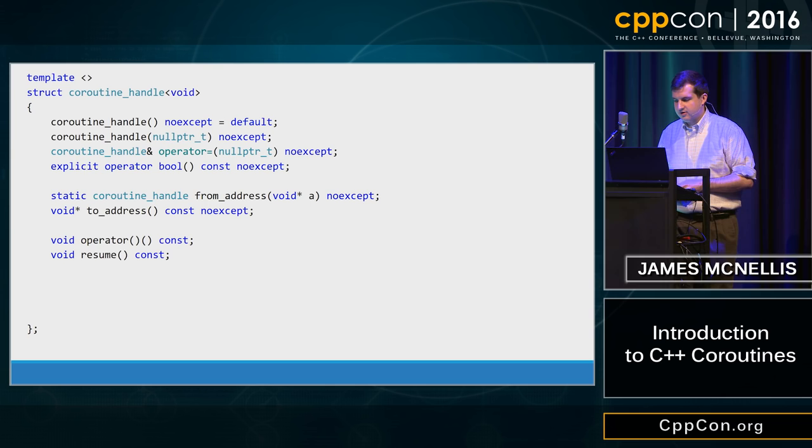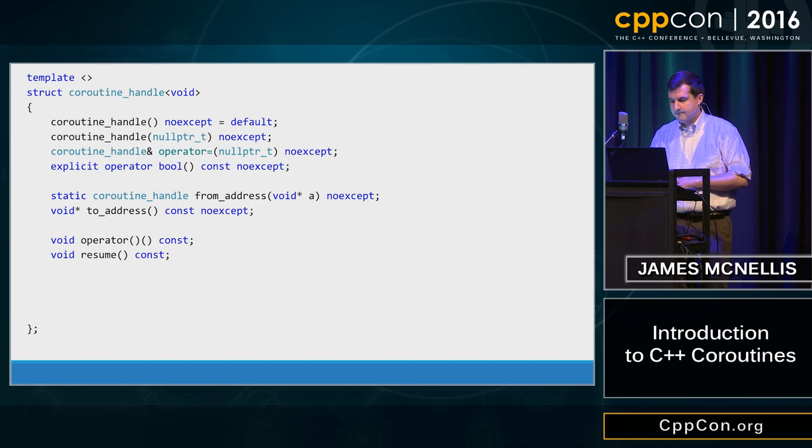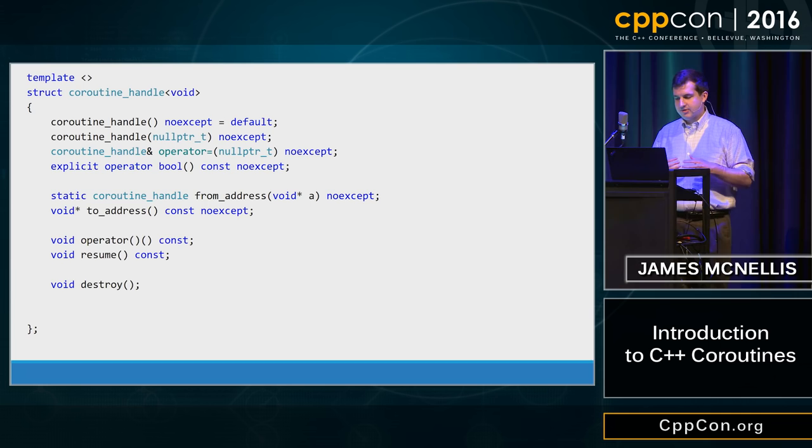Third, the coroutine handle provides the ability to resume execution of the coroutine. You can do this either by calling resume or by invoking the function call operator. They do the same thing. Fourth, the coroutine handle provides the ability to destroy the coroutine explicitly before it finishes executing. This will cause all of its local variables to be destroyed as if a return statement was evaluated in the coroutine. And this happens at the point that the coroutine was last suspended. We'll see some more detailed examples of that a little bit later.